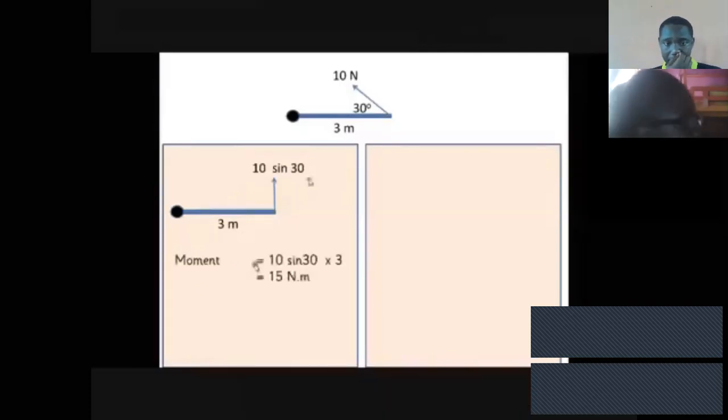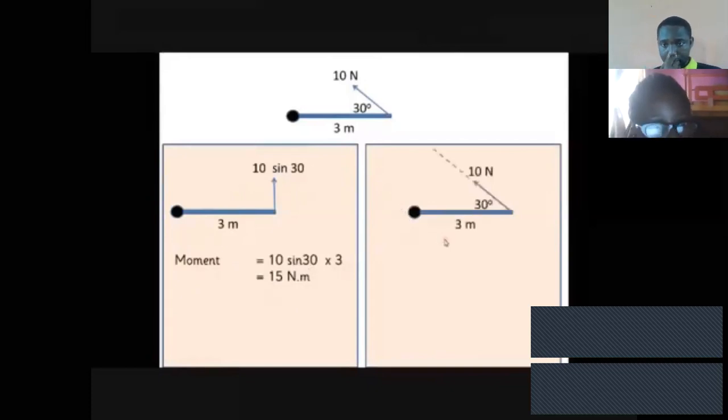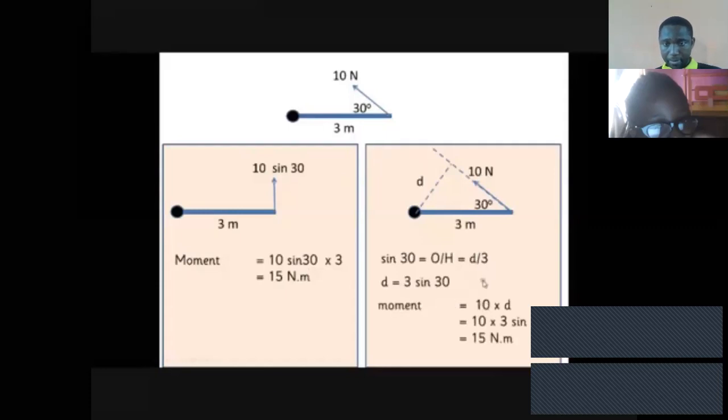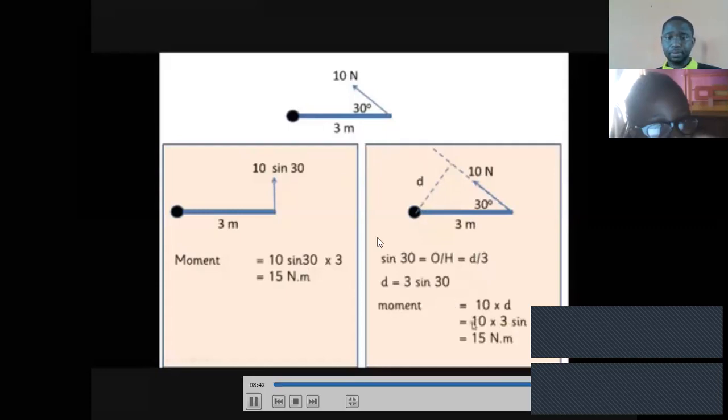The force is 3 meters away from the pivot. All we've got to do is 10 sine 30 times 3, so then on the calculator it's 15. In order to do the perpendicular distance from the pivot on this one, what we'd have to do is extend that line, take a perpendicular distance here, so this is a right angle. And we've then got to work out the length of this line D. But we've got a triangle, we know this was 3 meters, so we can use sine to work out how long the line is. This line becomes 3 sine 30. So now we've got a 10 Newton force, the distance D from the pivot, that's 3 sine 30, 10 times 3 sine 30, 15 Newton meters. Obviously, we get the same answer.